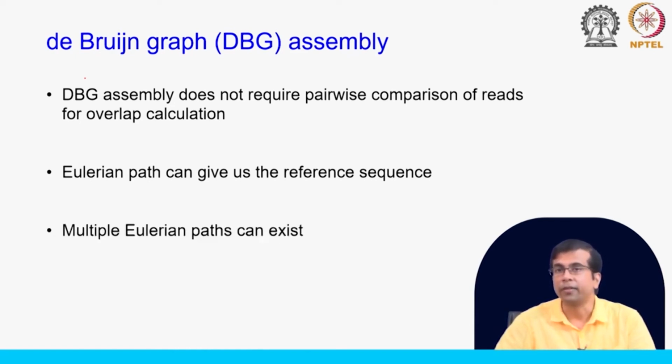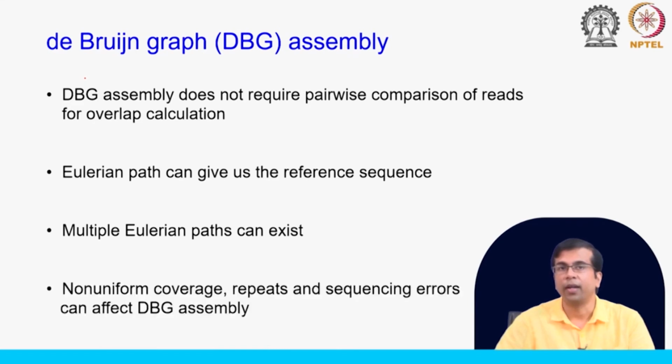And we have also seen there are different scenarios where you can have multiple Eulerian paths and we might end up with a wrong reference sequence. And finally, we have also seen that if you have non-uniform coverage, repeats and sequencing errors, these can affect DBG assembly. We took some illustrations and showed how this can disrupt the assembly process, and of course, there are ways we can address this.